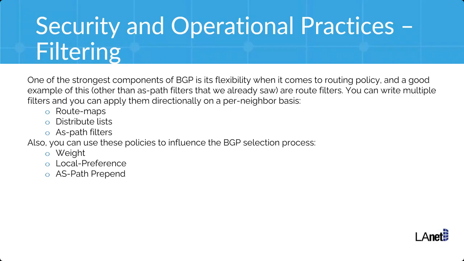I could have a distribute list that's additive with my route map, right? Same thing with the filter list. You can start to understand what I mean by it's a policy-centric approach to routing, right? Because I can apply all these per neighbor, per direction. So let's look at an example.